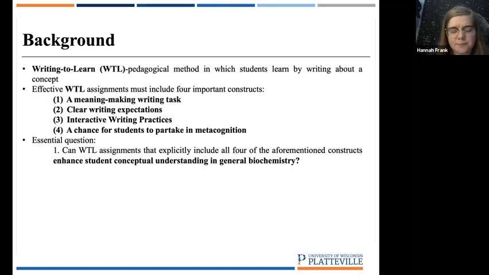The essential question that we were looking to answer during this research project was as follows: can writing to learn assignments that explicitly include all 4 of the constructs enhance student conceptual understanding in general biochemistry?